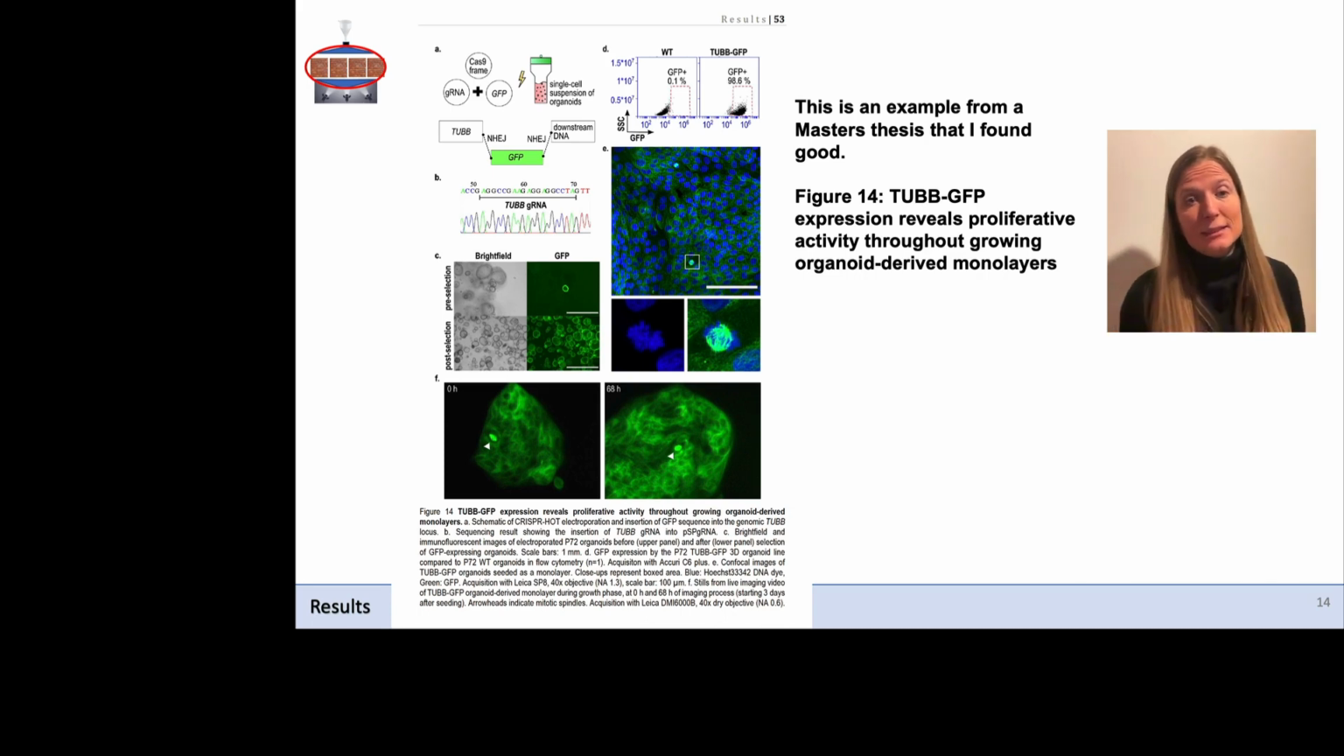Okay, so this is an example from a master thesis that I found understandable, good. This person has shown here a graphical overview. This is about some plasmids put into an electroporator, and then showing me the gene sequence that is targeted.